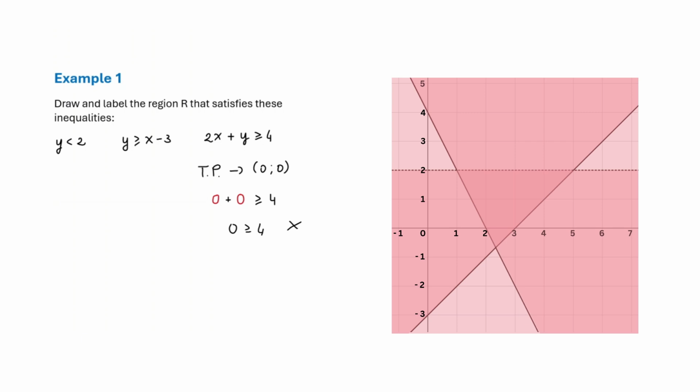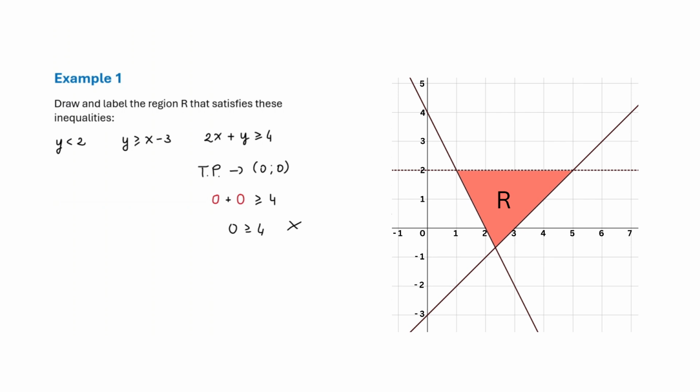Now we can see the overlap of all 3 shaded regions. This overlap is the solution region because it satisfies all 3 inequalities at the same time. So we label this region R, and that is the final answer for example 1.